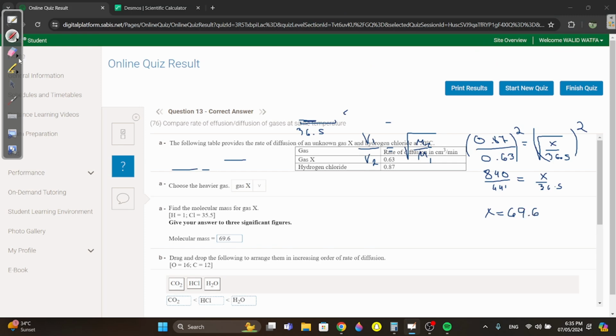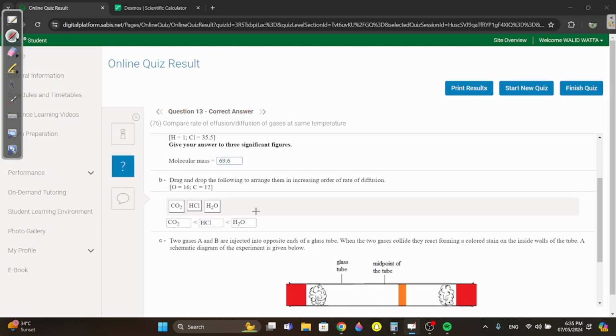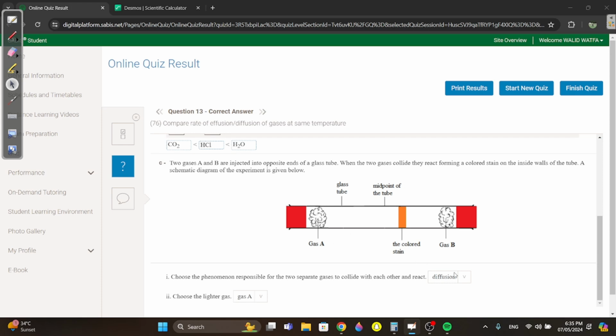Okay, part C or B. Obviously the lighter gas would have the greatest rate of diffusion, and the heaviest gas would have the lowest rate of diffusion. CO2 is 44, HCl 36.5, H2 is 18. So since it's the lightest, it has the highest rate of diffusion. Okay, last one. What is the phenomenon? Obviously diffusion. Which one's the lighter gas? Since gas A reached gas B's side, that means gas A has a faster speed.